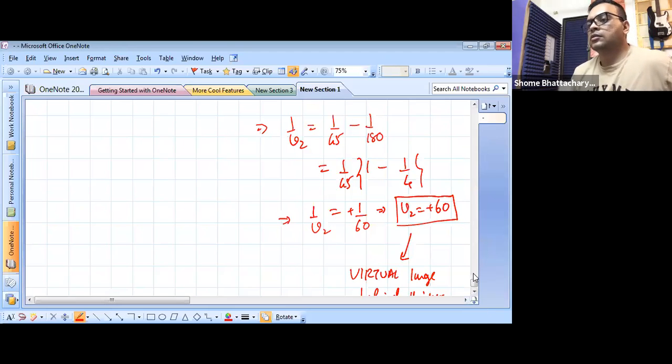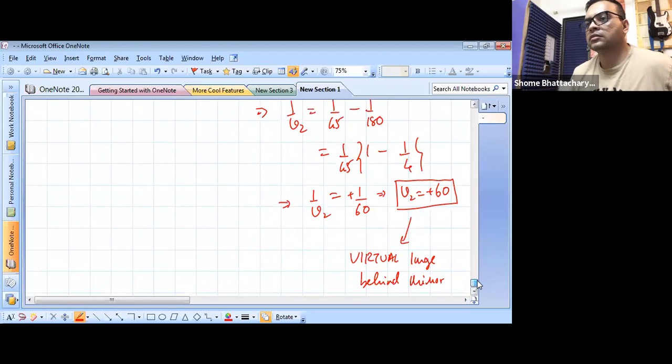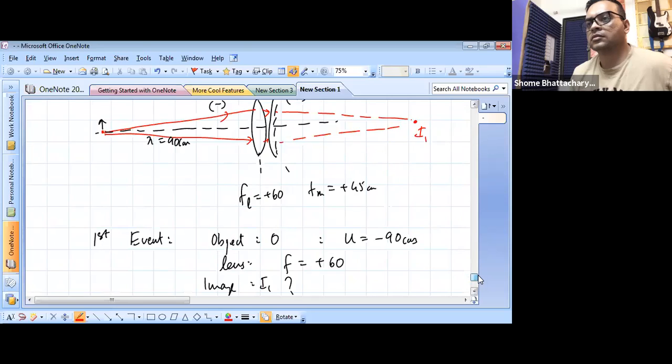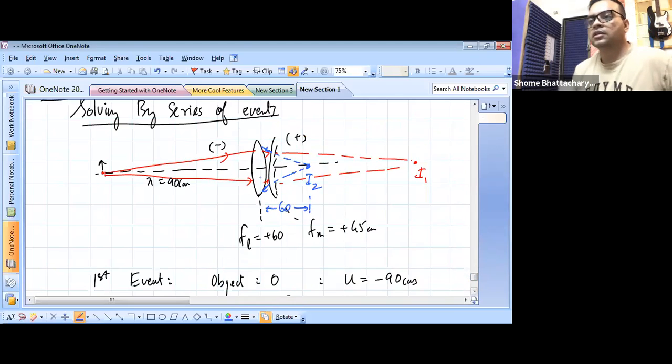Okay. So let's come back to the ray diagram and understand what's happening. So here what is happening is these rays, after reflection by the mirror, they will diverge even further. So they are giving you a virtual image I2. And this is now at 60 centimeters, whereas this I1 was at 180. So that virtual image actually becomes a real object for the lens.